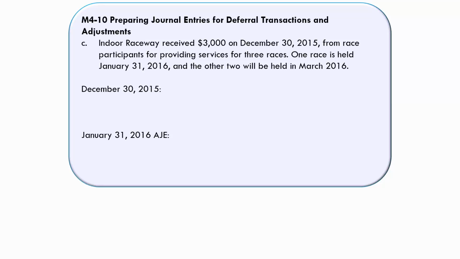Oh, this one, Indoor Raceway, receives $3,000 for 3 races. Now one race is in January and the other 2 are in March. So 1/3 will be in January and 2/3 will then be in March. So there's going to be a delay. So unearned revenue first gets recorded of $3,000.